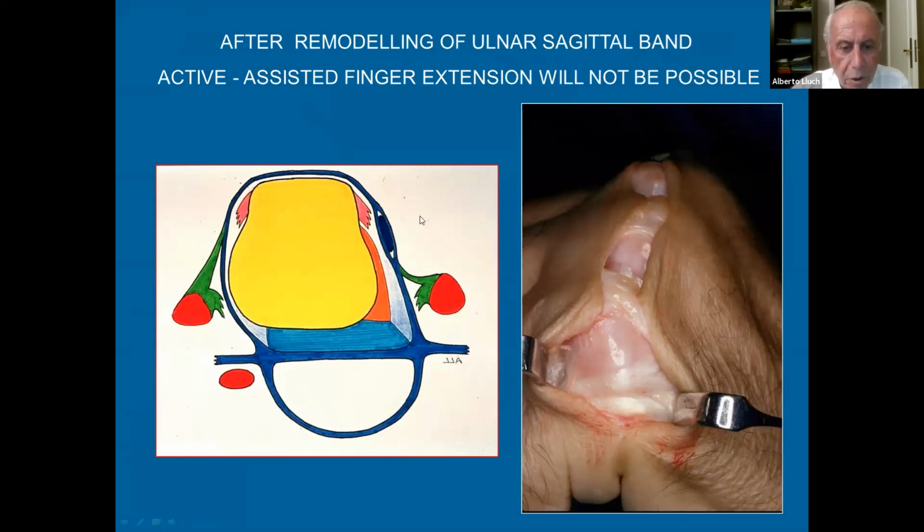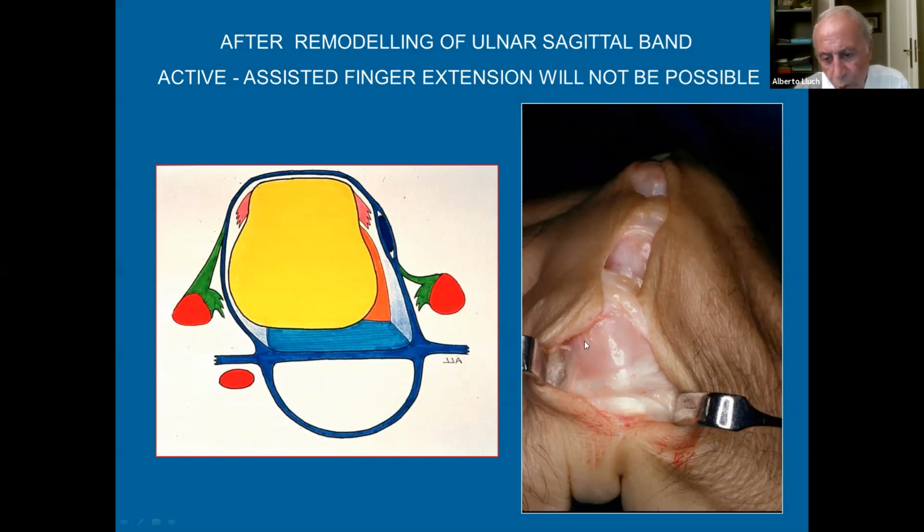I mentioned this before, that after the ulnar sagittal band has remodeled in the shortened position, like in this case here, this is the head of the metacarpal of the small finger. Here's the extensor tendon, the communis and the proprius of the little finger. If this has been shortened, then in order to replace it surgically at the dorsum, we have to divide the ulnar sagittal band. There is no way, it cannot be done any other way.